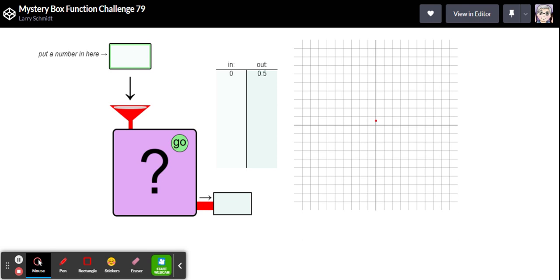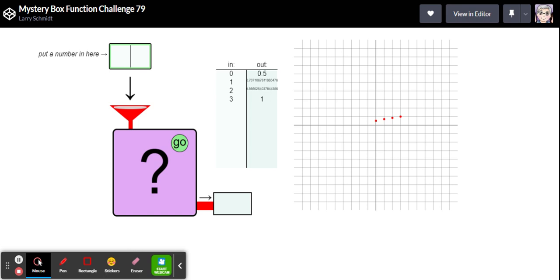All right, so 0 gives us 0.5. And 1 gives us some long decimal there between 1/2 and 1. All right, let's try 2. Okay, we've got a very gentle curve there. Another long decimal. Let's try a 3. I'm getting a whole number when I put in 3.